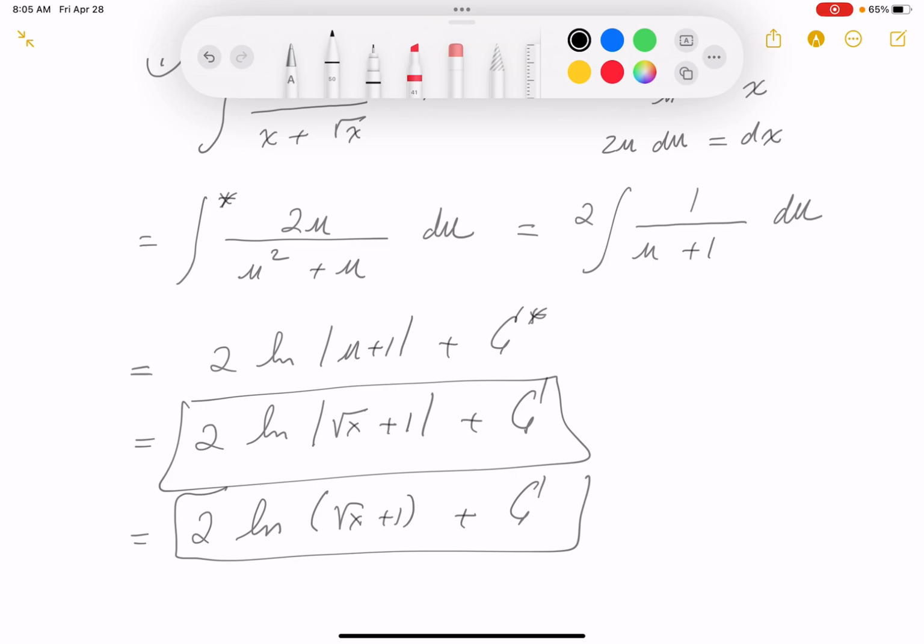Let me get my red pen out and see how we did. Was I able to get here? I did. Oops, sorry about that. I got the 2. I got the natural log. I got this. I got that. Everything is good to go.